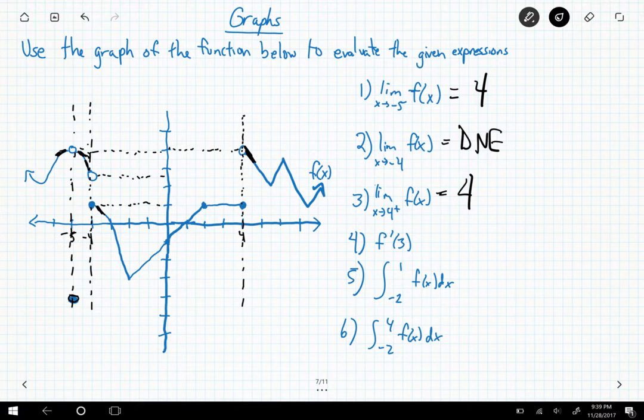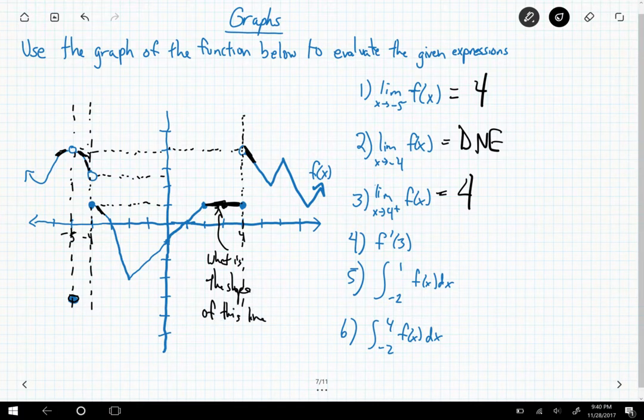Now the next one, f prime of 3. What does that mean? Well, we draw a tangent line. Here's the point when x equals 3. And then we want to draw a tangent line. Since it is a line, the tangent line has the same slope as that line. What is the slope of this line? If you know the slope of this line, you're good to go. And what is the slope when we have no rising or falling? Well, it's 0. Otherwise, just find 2 points and then do y2 minus y1 divided by x2 minus x1.